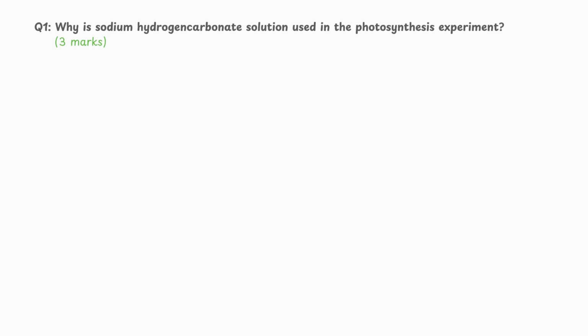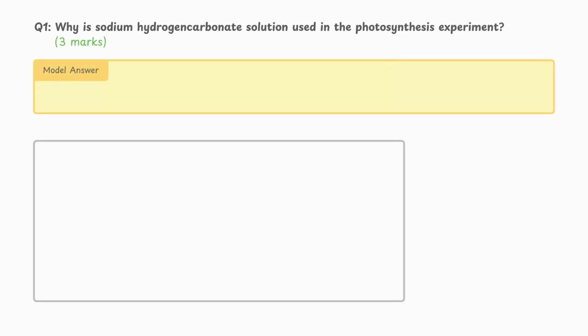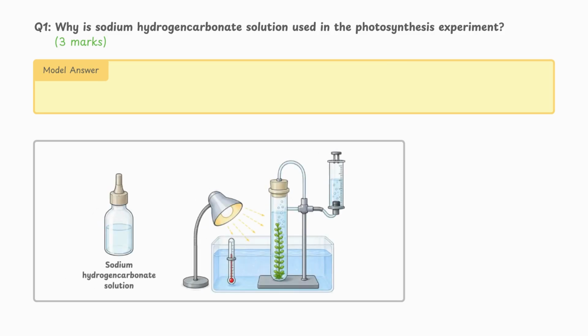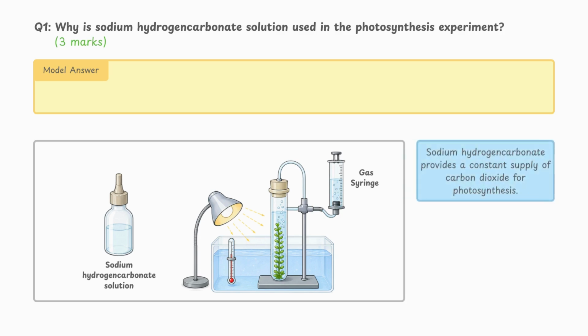Question 1. Why is sodium hydrogen carbonate solution used in the photosynthesis experiment? In the illustration, we can see the sodium hydrogen carbonate solution next to the photosynthesis setup. The pondweed is placed in the solution, while the lamp provides light for photosynthesis. The gas syringe is used to collect the oxygen produced by the plant. The key idea is sodium hydrogen carbonate provides a constant supply of carbon dioxide for photosynthesis.